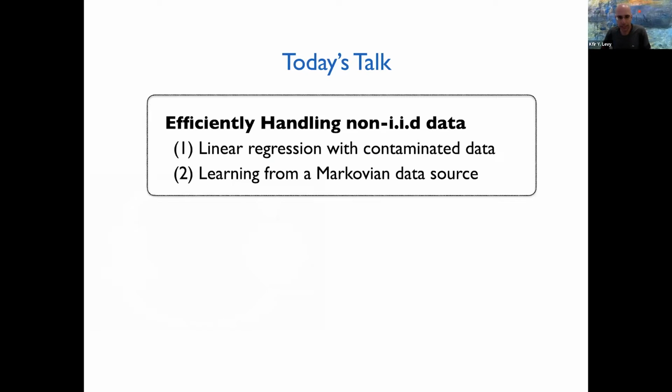So today I'm going to talk about two cases where we'd like to learn when our data is not IID. The first case is when we would like to solve linear regression problems, assuming that our data was contaminated. And the second case that I will discuss is when we would like to learn from a Markovian data source. A Markovian data source captures very well temporal data structures. So hopefully we have time for both, but in the worst case, we'll do the first and shortly talk about the second.